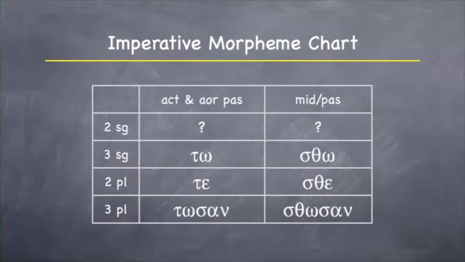So, in a very real sense, if you know the active forms, that's all you really need. Something, to, te, tosin. Then in the middle passive, it's something, sthō, sthe, sthōsan. All right, so that's the imperatival morpheme chart that you have to learn. Let's look at the actual paradigms, and you'll see how these things all work out.